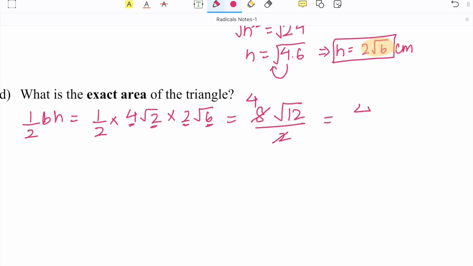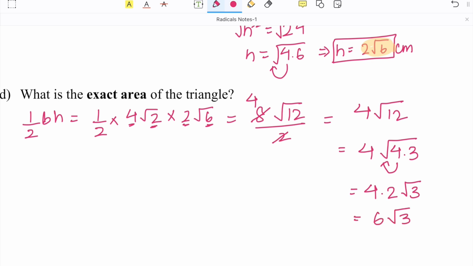So you have 4 root 12. Now 12 can be broken down into 4 and 3. So we do root 4, which gives you 4 times 2 root 3, and that's 8 root 3 centimeters squared.